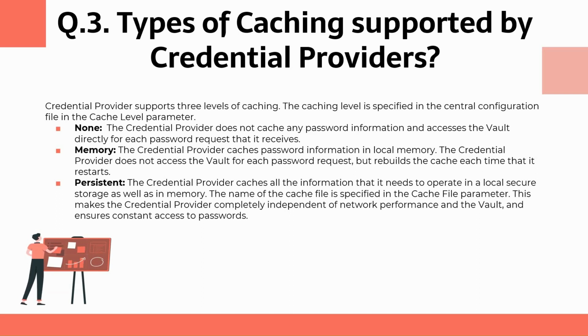If you get a chance, just go to the PrivateArk client and look at the app provider safe. I think it will be something like app provider conf, the name of that safe. Inside that you will find the main configuration file for the credential provider. You can edit that and find your cache level, your cache mechanism. You will find persistent by default, because that is the recommended one.